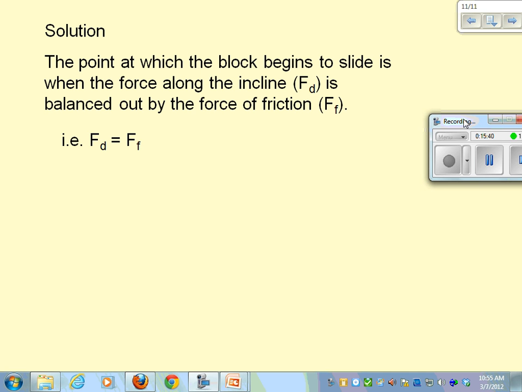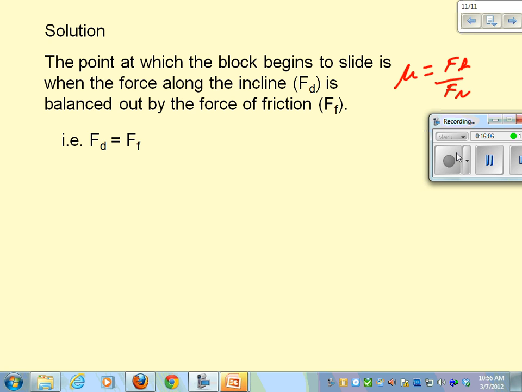In other words, FD has to equal FF. Now remember, where are we headed? Mu equals FF over Fn, right? That's where we're headed. We're trying to find the angle, aren't we? And I think there's going to be a tan involved.